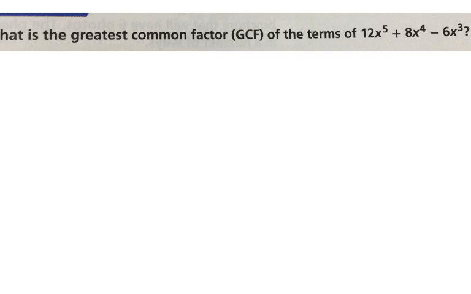Okay, so if I'm asked to find the GCF here with 3 terms, first look at the coefficients. For 12, 8, and 6, the GCF is 2. For x to the 5th, x to the 4th, and x to the 3rd, the GCF is x to the 3rd. It's not a division problem. It's something that is a factor of all of those things.